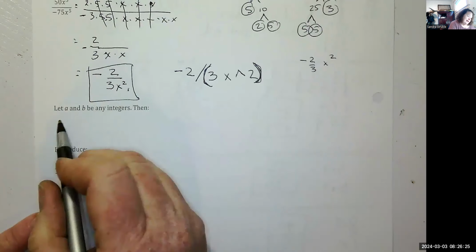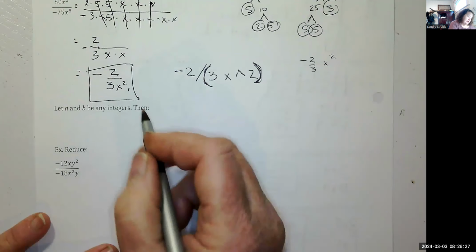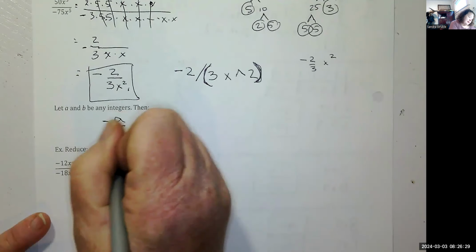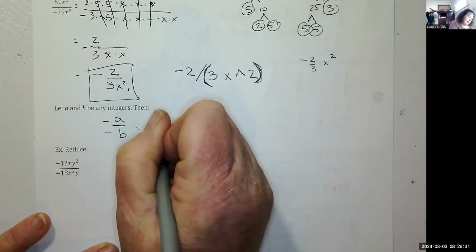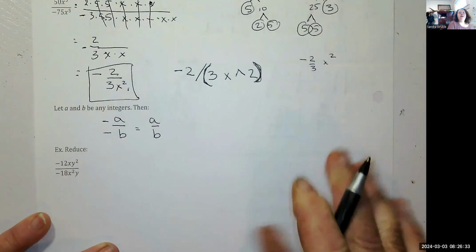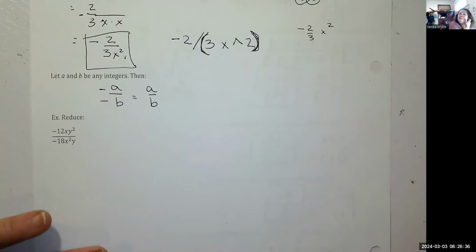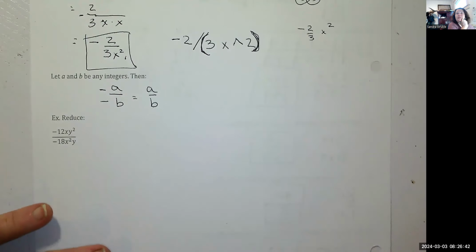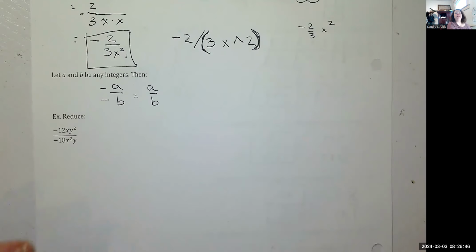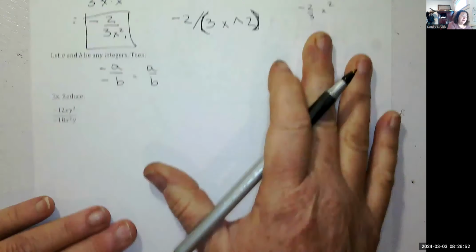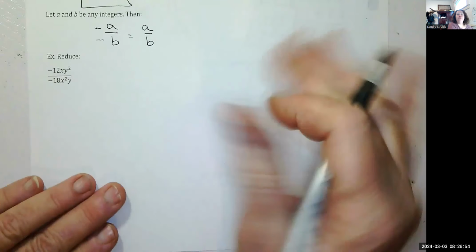All right, next is let a and b be any integers. Then -a divided by -b is just positive a divided by b. Negative divided by negative is the same thing as a negative times a negative, and it makes it a positive. When the signs are the same, it's positive. So now we're going to reduce -12xy squared divided by -18x squared y. Please pause the video and attempt this one yourself, and then come back and check to see how you did. This is a great way to learn.